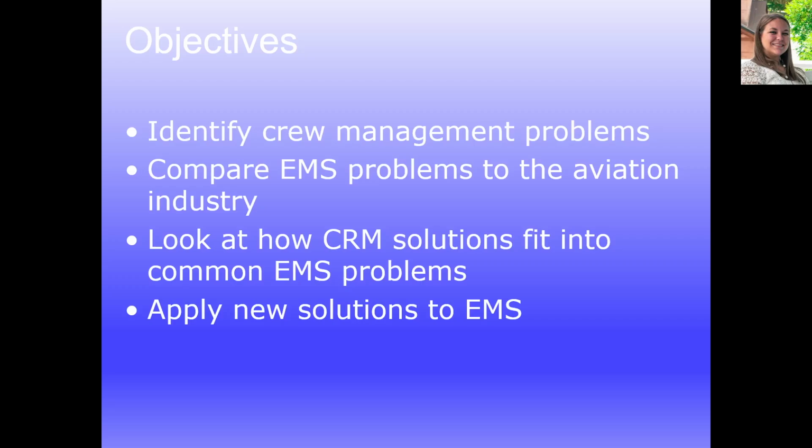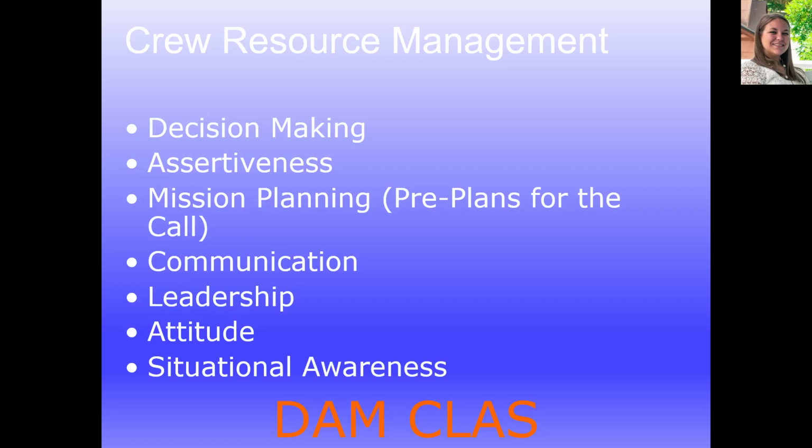Crew resource management is primarily used for improving, again, aviation safety, but that doesn't mean we can't apply it in our own field. And it's going to focus on interpersonal communication, leadership, and decision-making whenever we're in the ambulance and working on scenes as crews. Crew resource management can be broken down into DAM CLASS: decision-making, assertiveness, mission planning. We often refer to this as pre-plans for the call, communication, leadership, attitude, and then situational awareness.